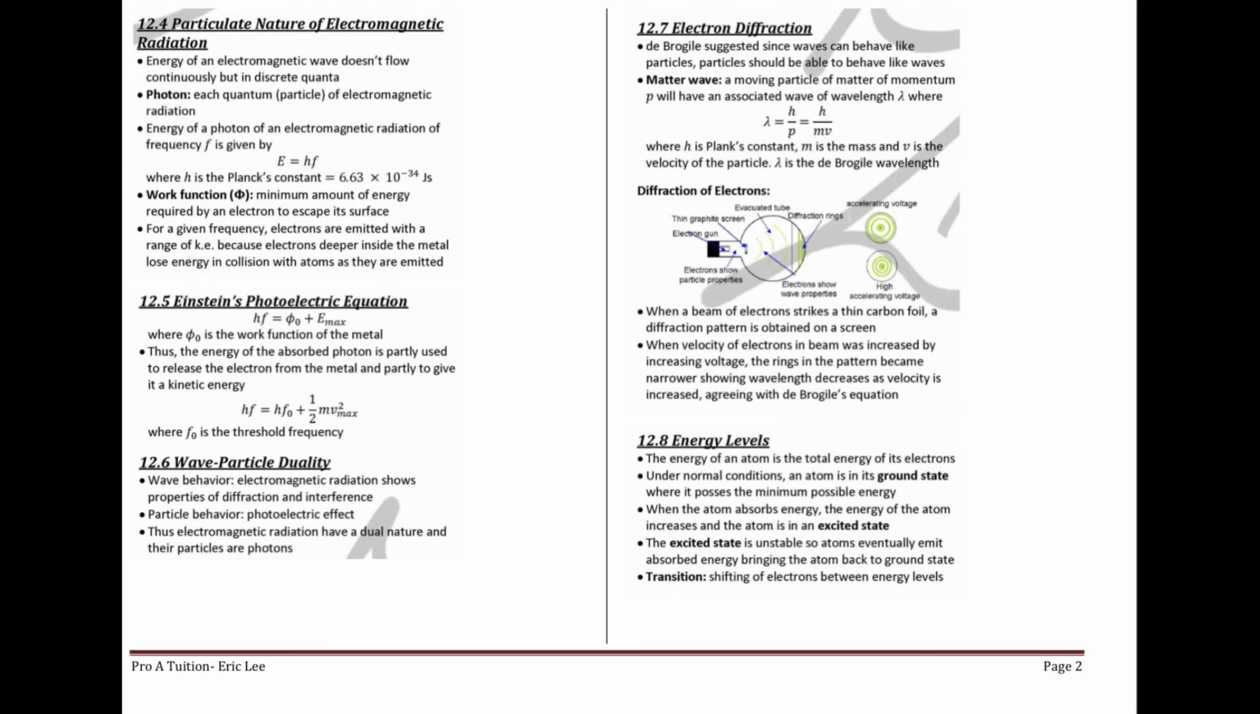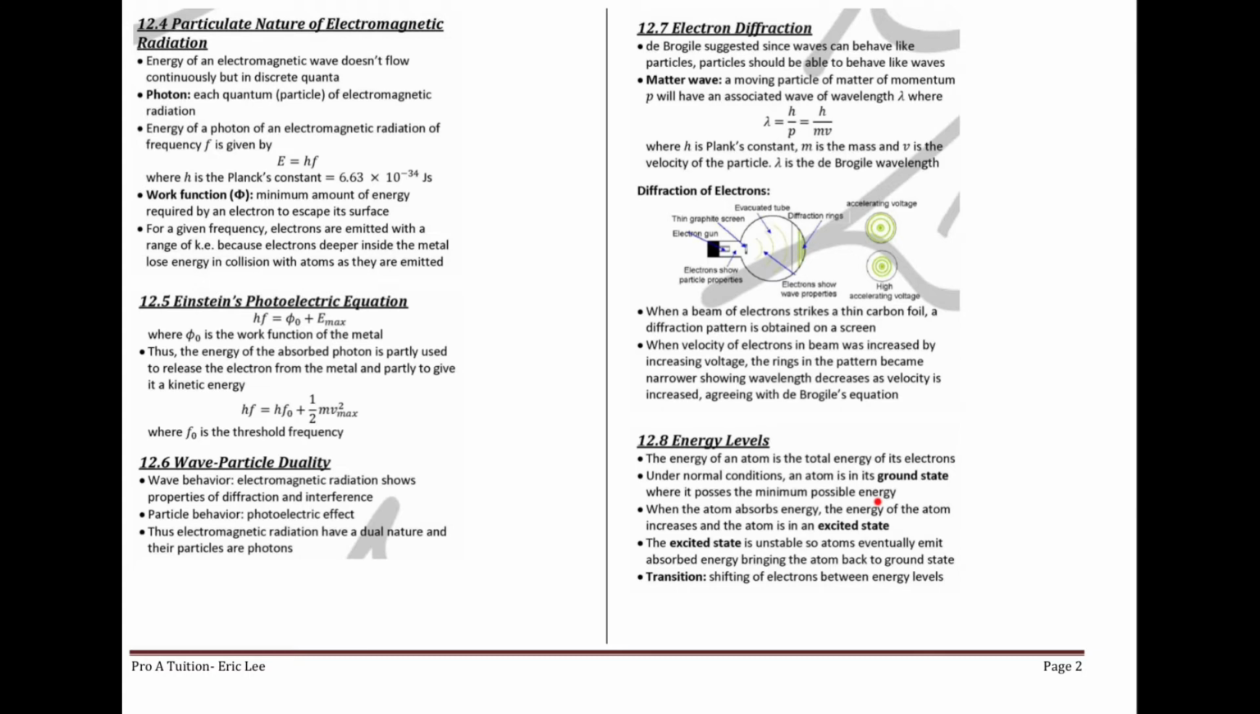Over here they said the energy of an atom is the total energy of its electrons. Imagine an atom has many electrons, and the electrons have many energies. We total up the energy of the electrons, then you get the energy of an atom. Under normal conditions, an atom is in its ground state, where it possesses the minimum possible energy.